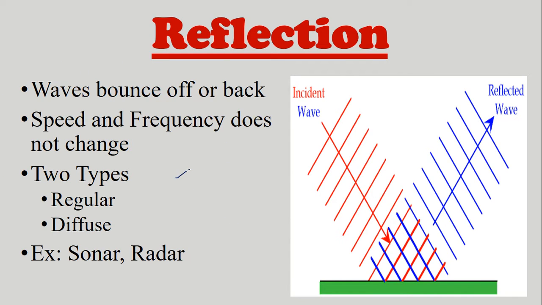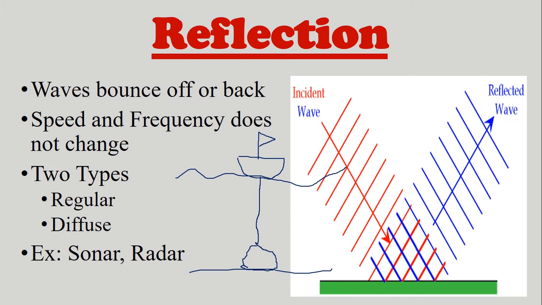So let's talk about sonar. Okay, here's a boat, and say there's a rock down here at the bottom of the ocean, because sonar works in water. The boat would send down sound waves, and they would hit the object and then bounce back up to the boat. The boat would look at the time difference between when it sends the waves down and when they come back. It's able to form an image of the ocean bottom, and that's how sonar works.